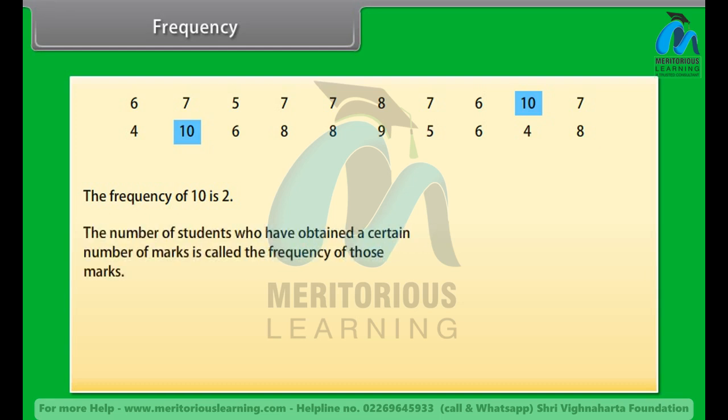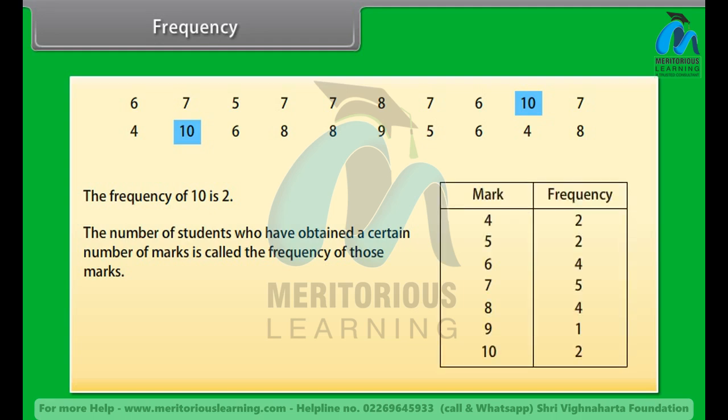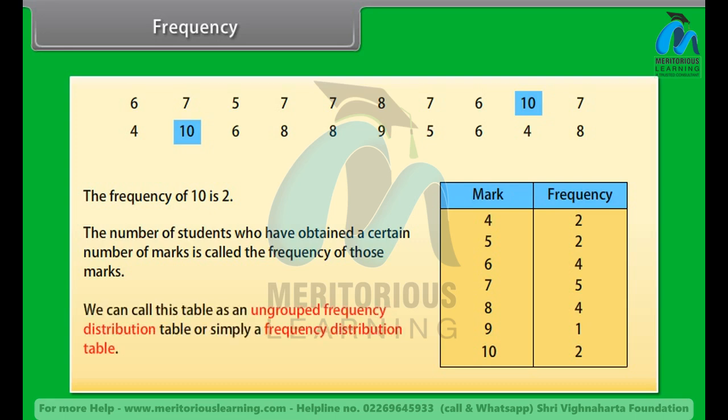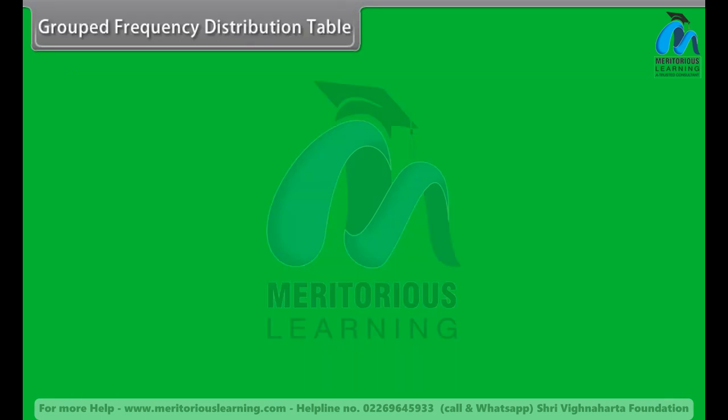The number of students who have obtained a certain number of marks is called the frequency of those marks. We can write this data in a table form to make it more understandable. These are the marks and these are the frequencies. We can call this table an ungrouped frequency distribution table or simply a distribution table. Grouped frequency distribution table.